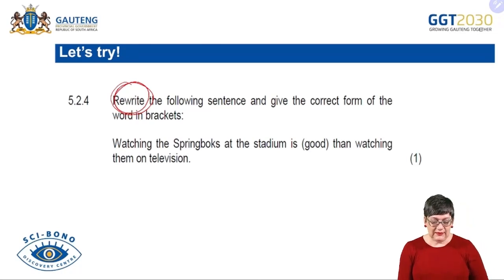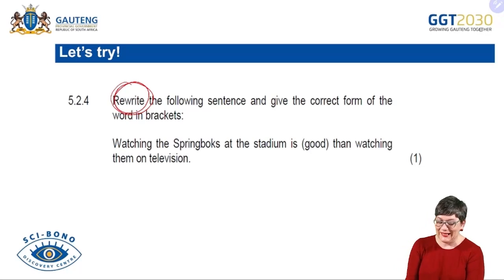Now, here's our sentence. Watching the Springboks at the stadium is good than watching them on television. And I hope by now a little bell has rung in your head when you saw the word than. Because what are we doing here? We are comparing two things. We are comparing watching the Springboks at the stadium and watching them on television. So there are two things that are being compared. So we are in a comparative degrees of comparison.